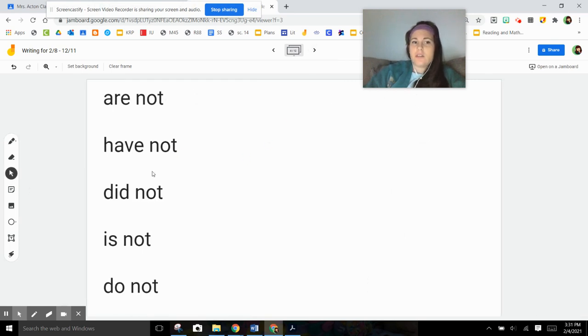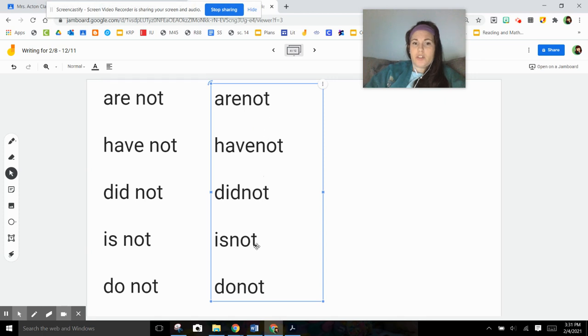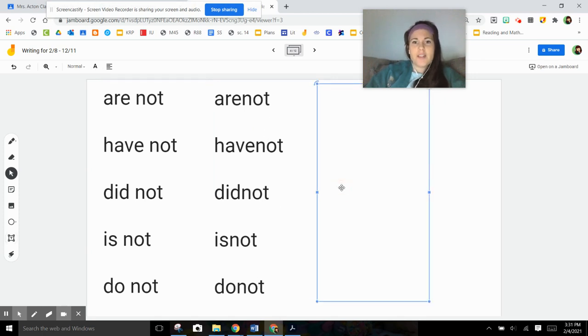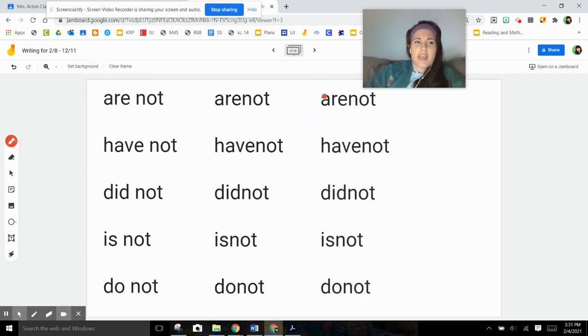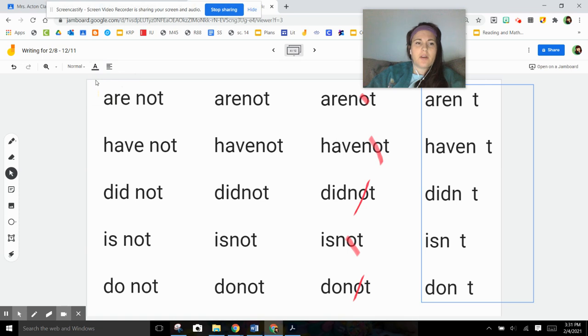So here is the first four or five that we've got: are not, have not, did not, is not, do not. The next row, we smush them together, just like I showed you with was not. So now they're all one word. What do you think we're going to do next? Next, we're going to take out all the O's. The O's do not exist anymore. Cross all those out. Then we're going to replace those O's with an apostrophe, that Miss Acton just showed you how to make, the period with the tail.